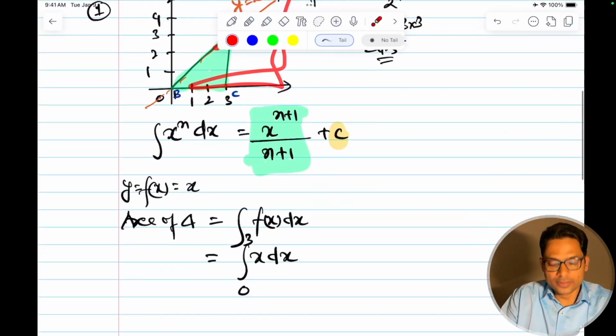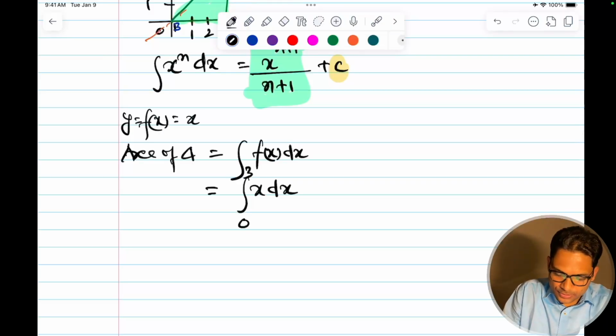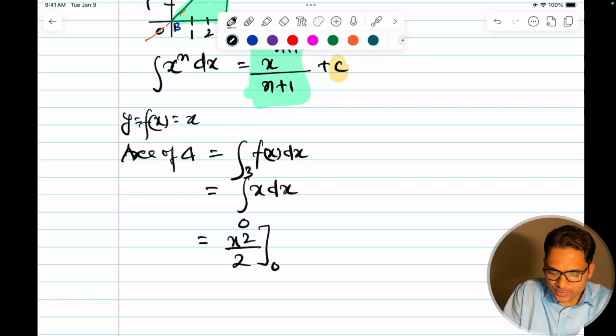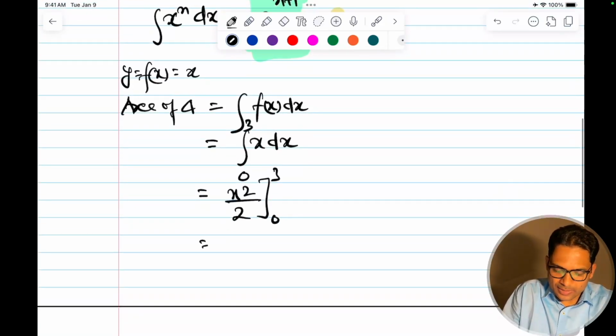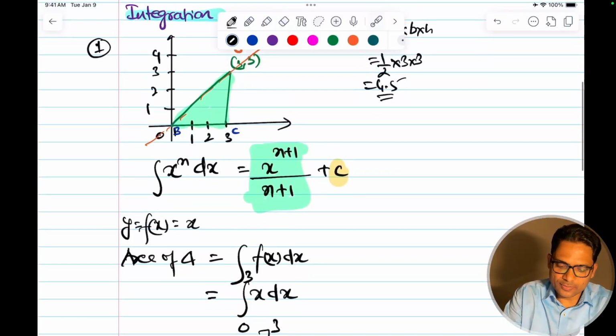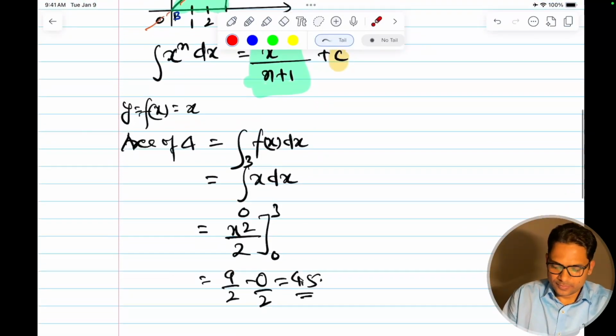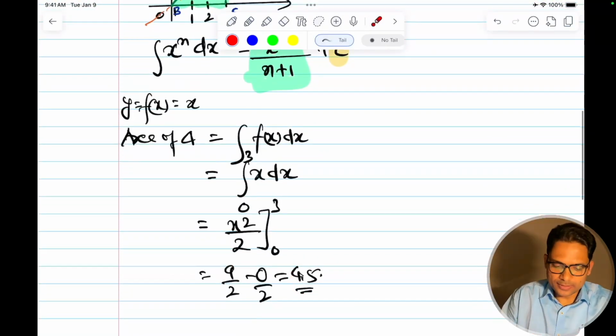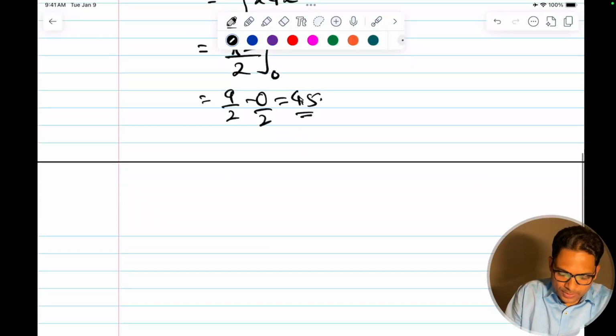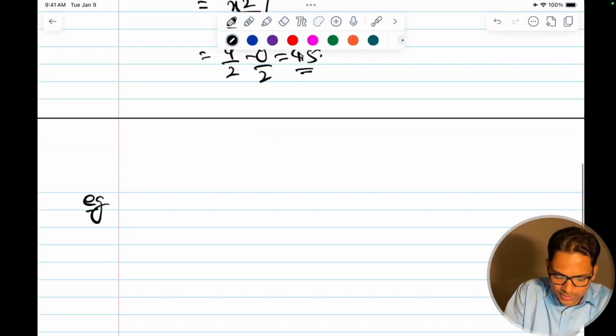And I'll get the area of the triangle below this. Okay, so what will be the equation here? So this is equal to integration of x dx is x square by 2, and the range is from 0 to 3. So this is your upper limit minus lower limit. So 3 square is 9 by 2 minus 0 by 2. So this is equal to 4.5, same as what we got from half base height. Okay, simple. Let's do one more example quickly so that it solidifies your concept.